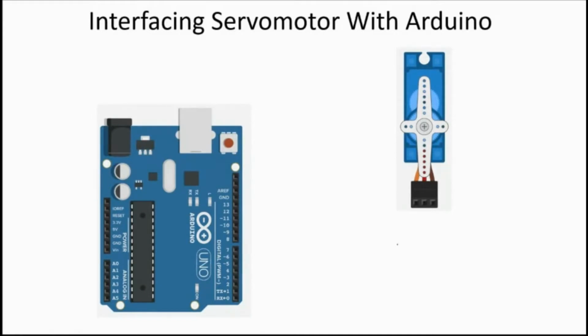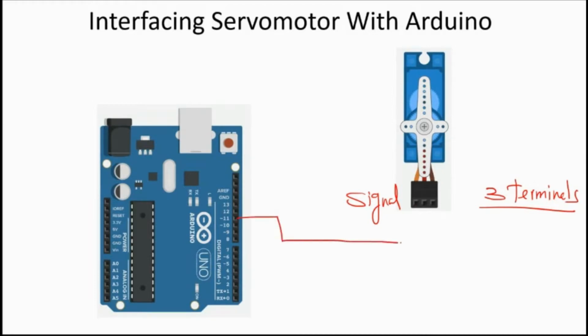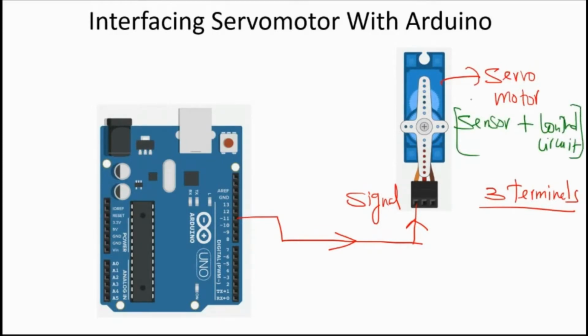So a servo motor typically has three inputs or three connections. The first one is of course the signal. You can connect this to any pin of your Arduino. So I just connect to 11th pin. The signal is an output of Arduino going as an input to this servo motor. This is my servo motor. So this servo motor internally has a sensor plus control circuit that is housed inside the motor itself. What you are seeing is the shaft of the motor.